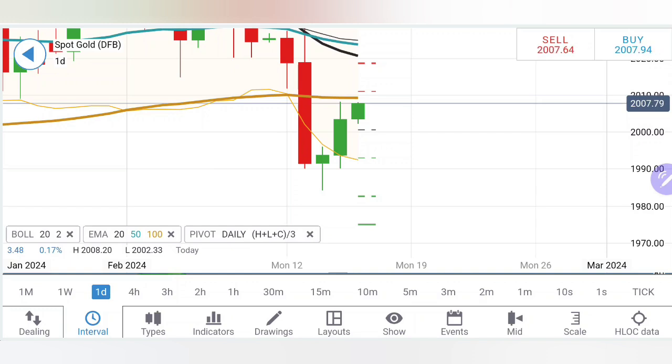Take your trades accordingly. On the downside, a selling at 2000. Be careful at around 9496. If it breaks 9496, it is going to give a sharper red candle here.